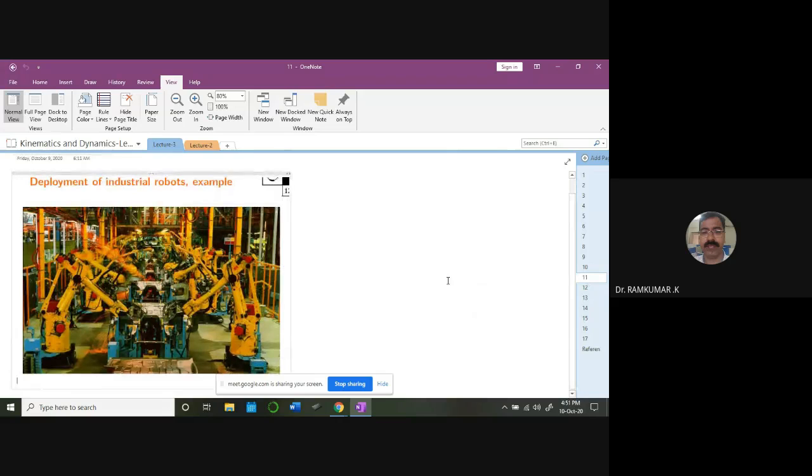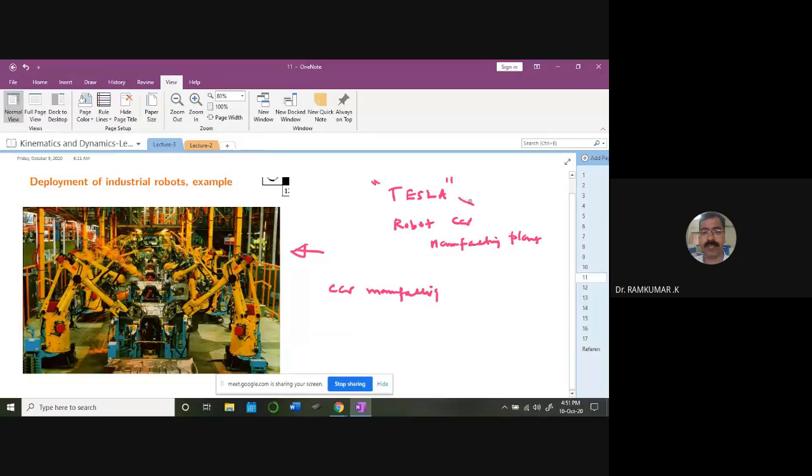So this kind of cooperative industrial robots are also there. You can see them in car manufacturing. Just search for Tesla robot car manufacturing plant on Google, and you will see some excellent videos. Tesla car, you know that? Anybody from the class? What is Tesla? Yes, sir, it's an electric vehicle. Elon Musk's brainchild, and he has come up with a factory completely controlled by robots.